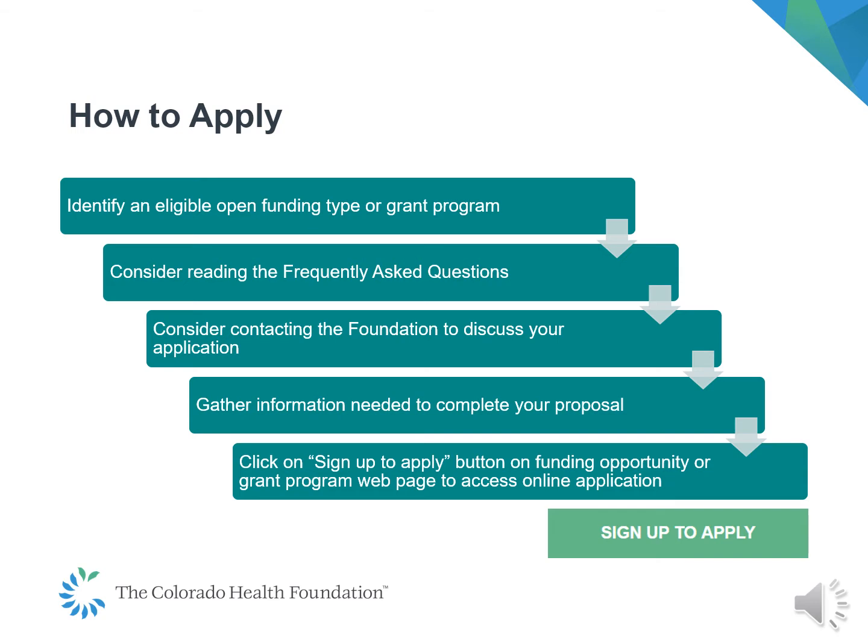First, identify a funding type or grant program that you are interested in applying for. Review the program criteria to ensure that your organization and project are eligible and that there is a match between your project and the funding criteria. You may want to review the frequently asked questions listed on our website for more information about our funding process, particularly if you are a first-time applicant or if it's been a while since you applied for funding. Although not required, we also encourage you to reach out to the program officer associated with the specific funding opportunity or grant program in order to further discuss your project as needed.